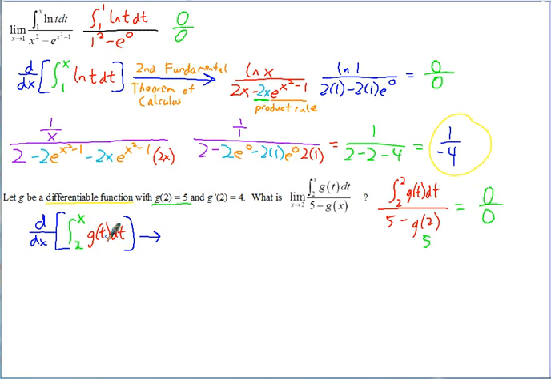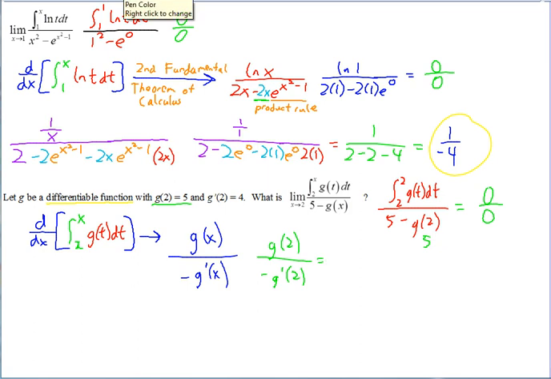So on the numerator, we'll just have g of x over the derivative of the denominator. Derivative of 5 is 0, and then we got negative, the derivative of g of x is g prime of x. And then we can plug in what x was approaching, which was 2. So we have g of 2 over negative g prime of 2. G of 2 is 5, and negative g prime of 2, they tell you right here, is 4. We get negative 5 fourths.